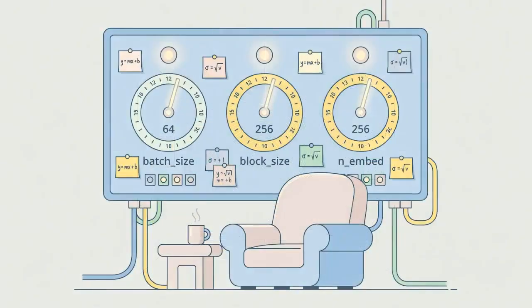So here's all 3 dials together. Batch_size equals 64. That means the model reads 64 chunks of text at once. Block_size equals 256. That means each chunk is 256 letters long. n_embed equals 256. That means every word is described using 256 numbers. These 3 numbers decide how big and how fast the model is.